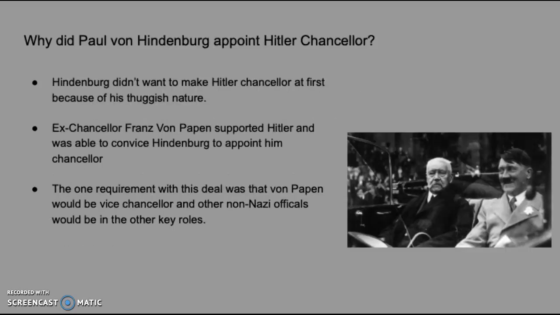Why did Paul von Hindenburg appoint Hitler Chancellor? Hindenburg did not want to make Hitler Chancellor at first because of his thuggish nature. Ex-Chancellor Franz von Papen supported Hitler and was able to convince Hindenburg to appoint him Chancellor.